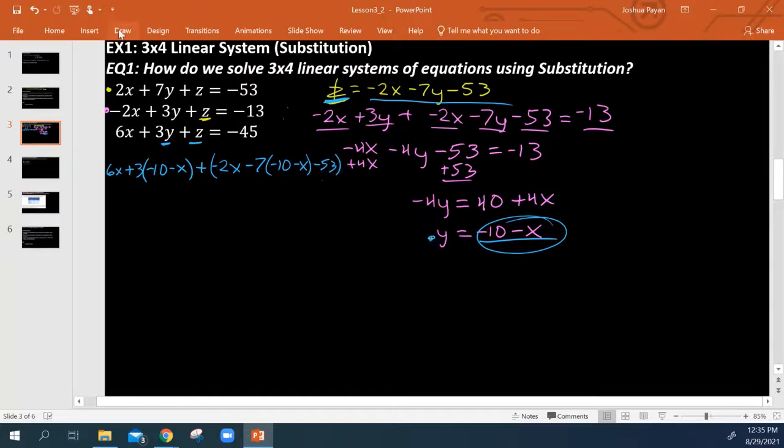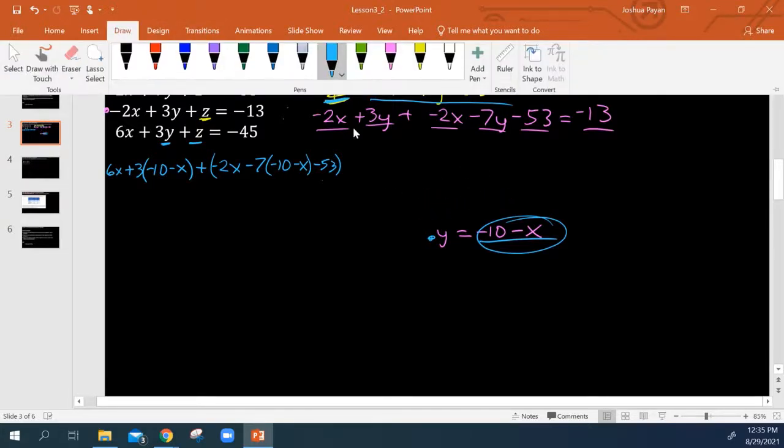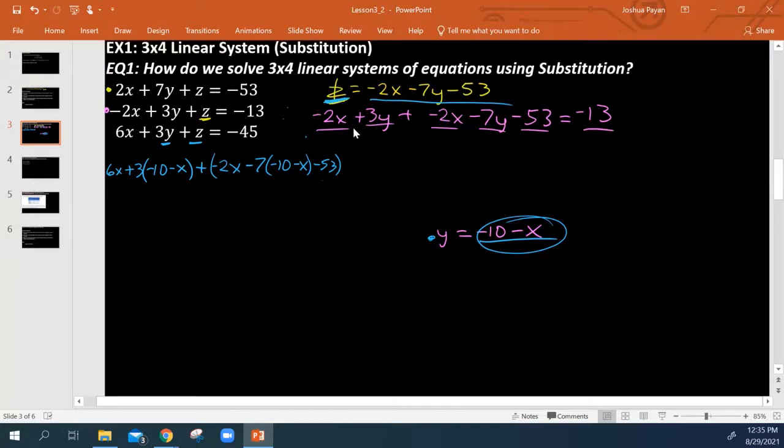I ran out of room. Let me give myself some room here. Might as well get rid of that. I'll leave that part though so I can see what y is equal to. Okay, so z is equal to negative 2x minus 7y. So I substituted for y and I substituted for z. Anyway, so 7y and then minus 53, and all of that is equal to, and I'm using this third equation down here, negative 45. And you can see this is getting really crazy and it's really easy to mess this up.